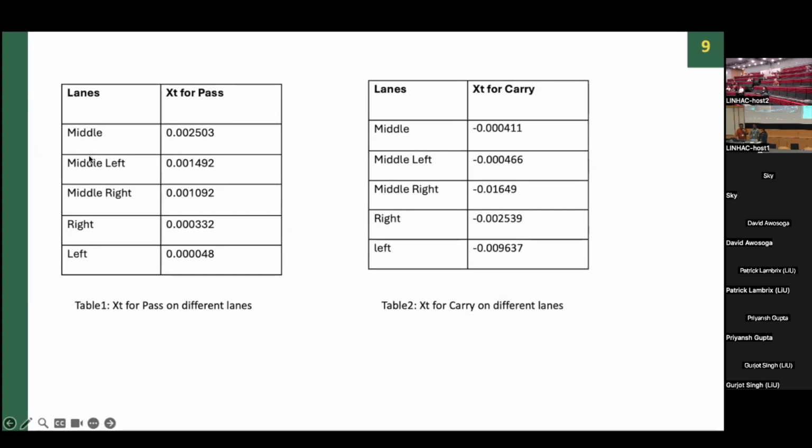We can see that for the middle, left, and right lanes for the passes, the expected threat values are highest. But for the carry, for the middle lane, middle left, and middle right lanes, these are negative values. So what we find is that the defensive threat will be higher in these lanes if we carry the puck into the offensive zone. And in the case of passes, the offensive threat will be higher from the middle lanes.